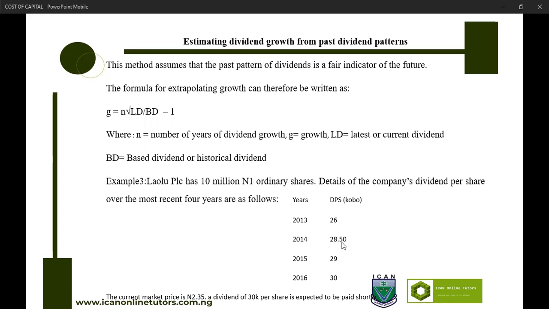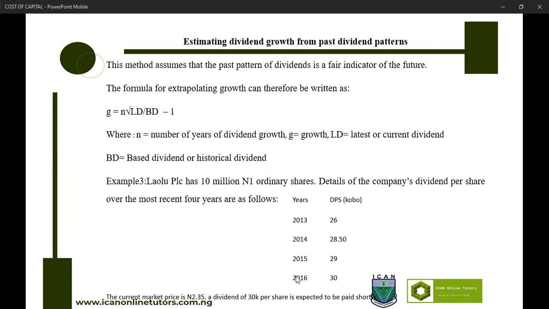2.5, so 0.5. How many growths do we have between 2013 and 2014? One growth. That is 1. Between 2014 and 2015, how many growths do we have? One growth, making 2. All right. Between 2015 and 2016, how many growths do we have? One growth, making 3 in all.